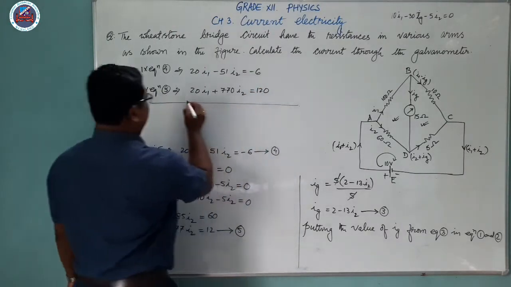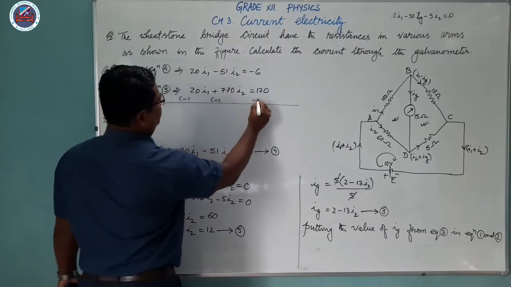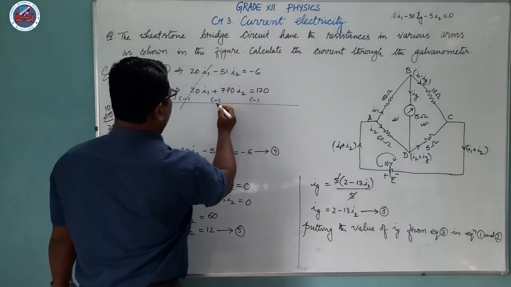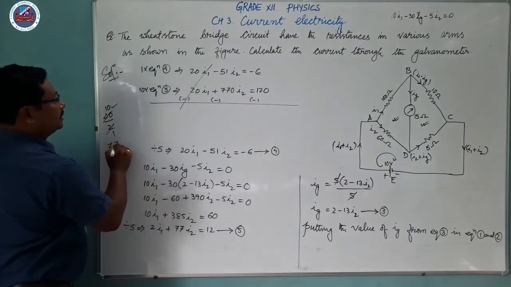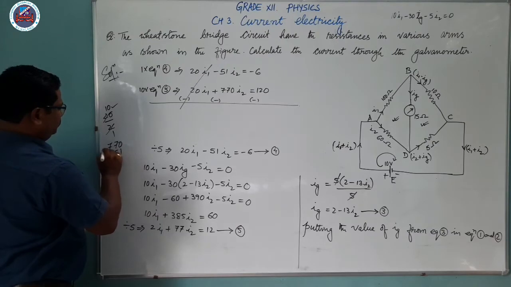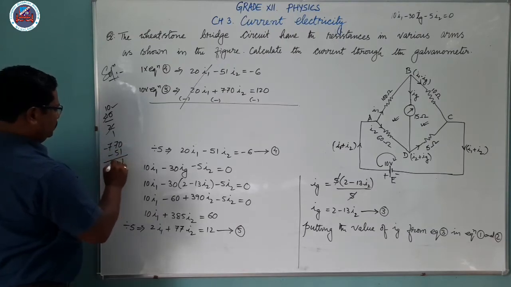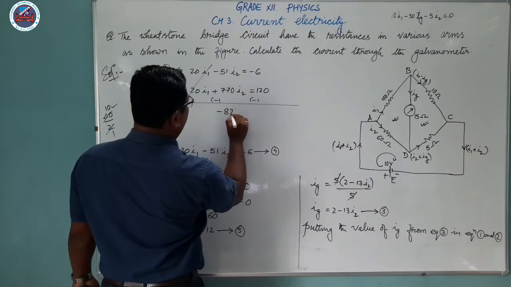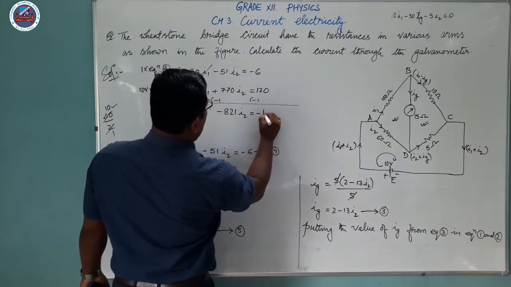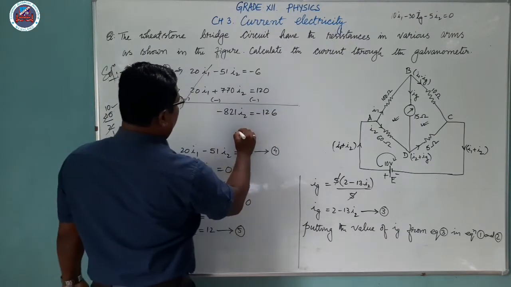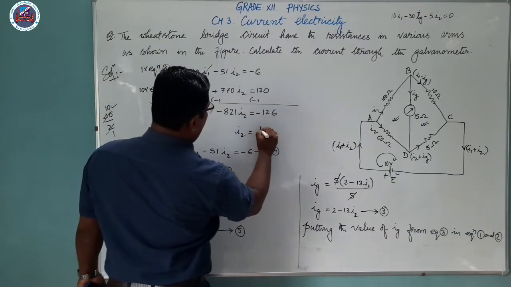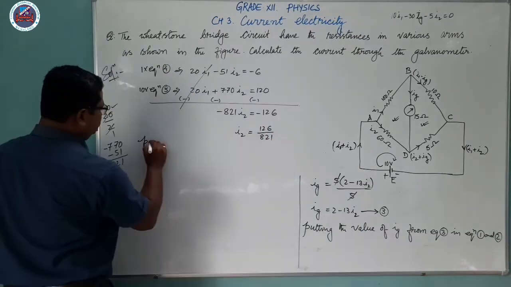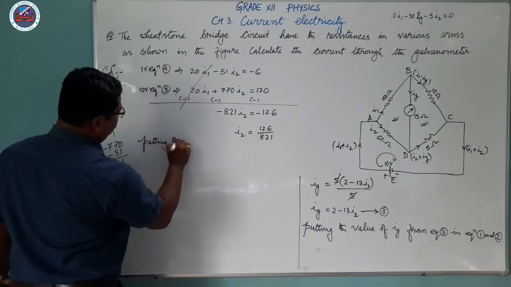Then you can subtract it. While subtracting these two, plus 20 minus 20 will get cancelled. Minus 51 minus 770. Both minus, you have to add it. 821 I2 is equal to minus 126. Minus minus you can cancel it. Then I2 is 126 by 821.